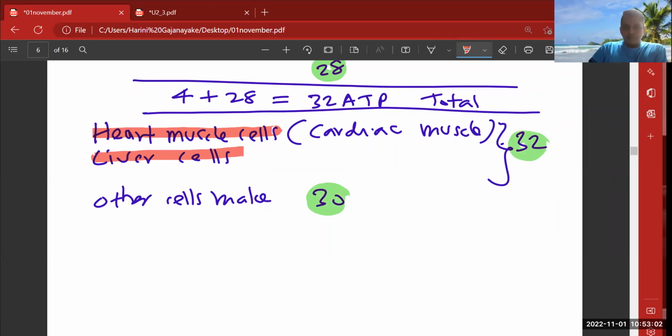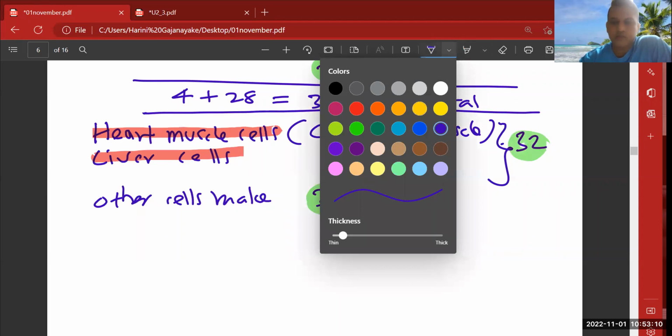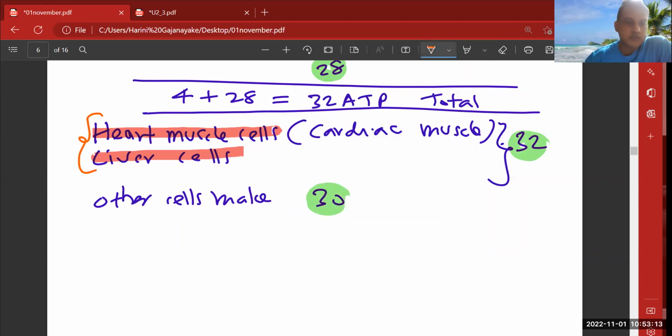Why do heart muscle cells and liver cells produce the highest? Because their energy demand is high. They need more energy. So there is no chance to waste energy, no wastage of energy. So they maximize production of ATP. Why do other cells lose ATP then? Because it is like this.